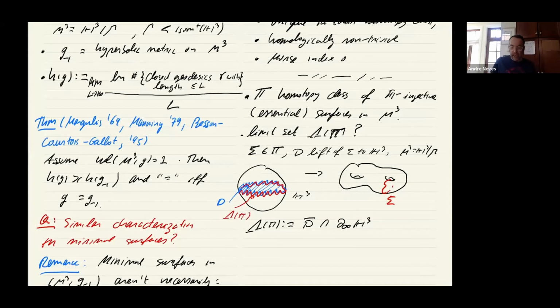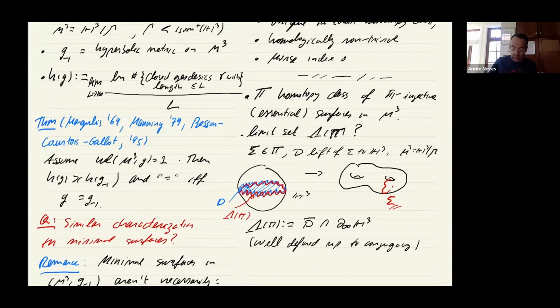Of course, the limit set might change if we choose another representative for sigma, but it will change only up to conjugacy. So this is well defined up to conjugacy. If I change the representative sigma, this curve will just change by a conformal map of the two-sphere. And so this curve somewhat characterizes the homotopy class pi.